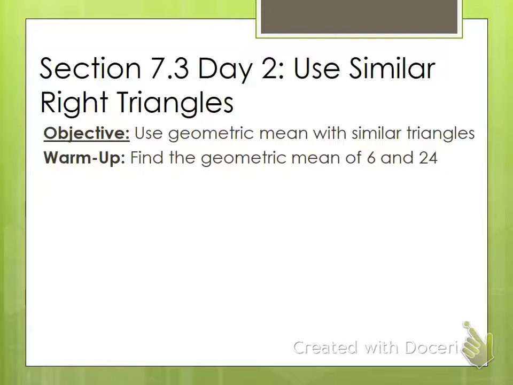So if we are trying to find the geometric mean between 6 and 24, we should be able to do that by setting up a proportion. What is that proportion? 6 over x equals x over 24. Good. The geometric mean means we set up a proportion, and where the means are, we put our variable. That is the geometric mean.